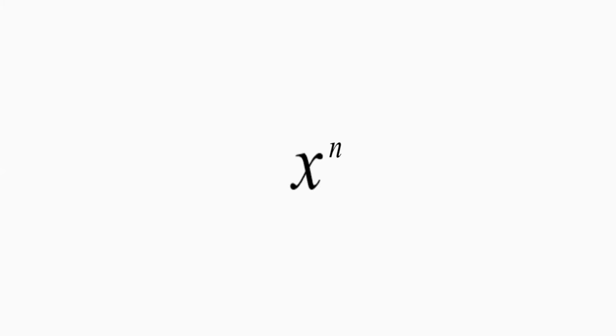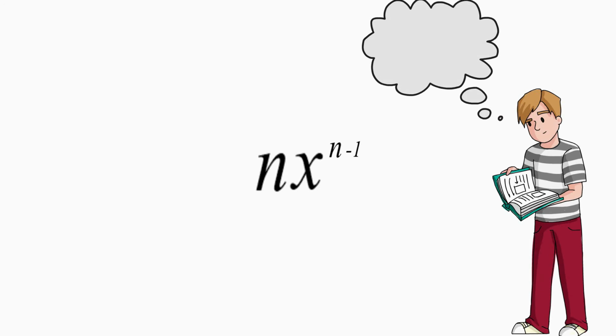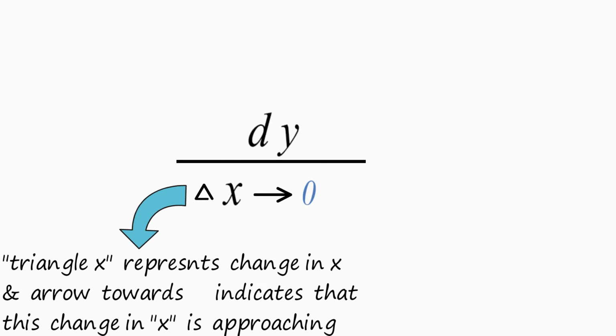In your high school, you might have been forced to learn a rule where the derivative of x to the power n can be obtained by making the power hop in front, leaving one behind. But that's just an easy way to memorize, but not a good way to understand. The way I want you guys to understand is what happens when dx approaches 0.